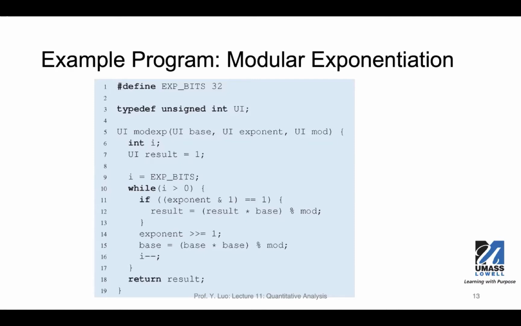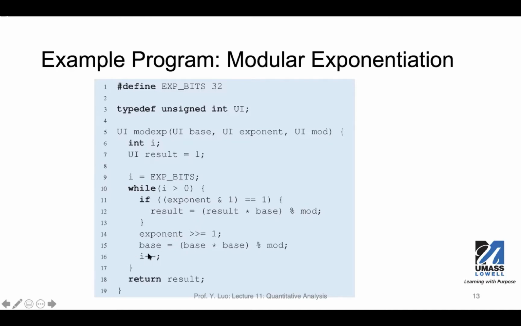Line 11 is an if statement, so it's going to be a branch. What we're checking here is whether the current exponent is an even number or odd number. If it is the case that makes this condition true, we're going to multiply the result with the base and then do the modular and update the result. Otherwise, we don't do that. Then the next thing we do is to right shift the exponent. So basically, we're going to be reducing the exponent by 2 every time.